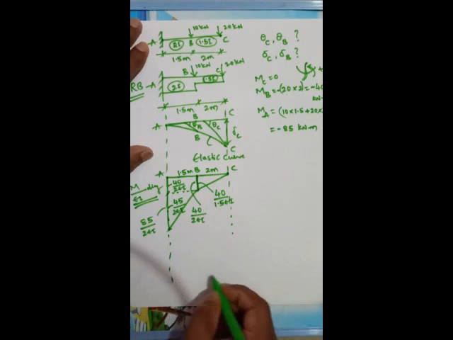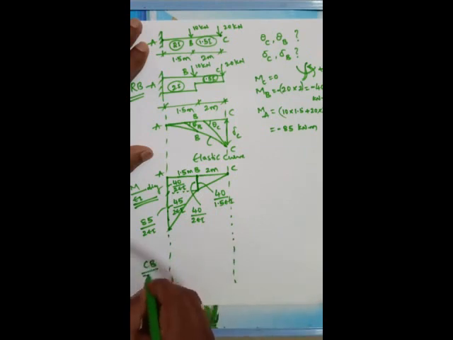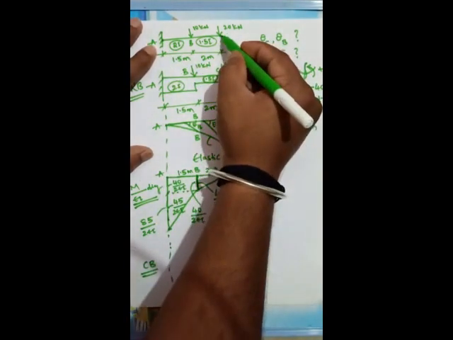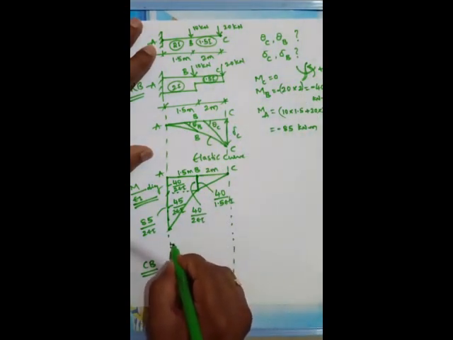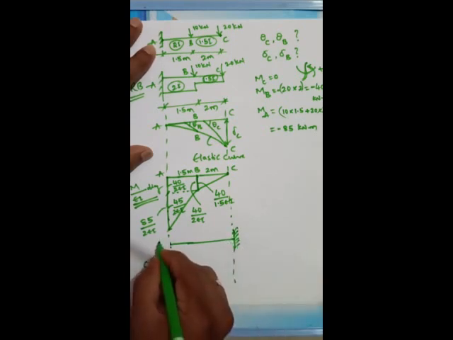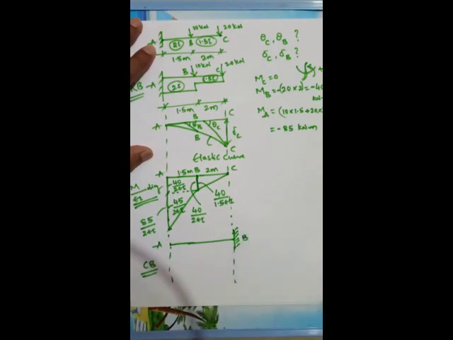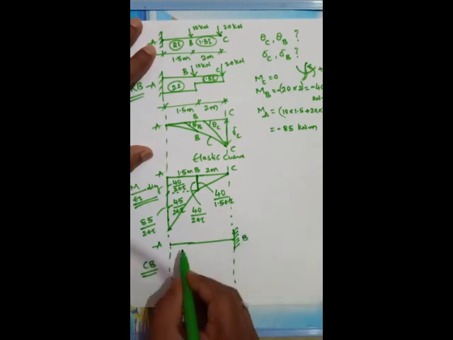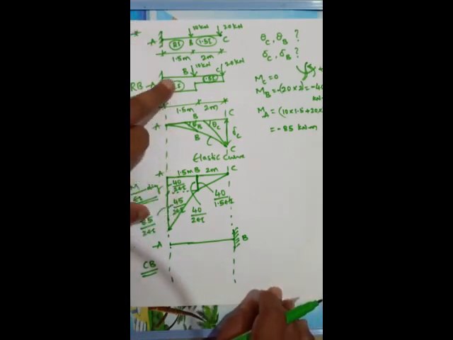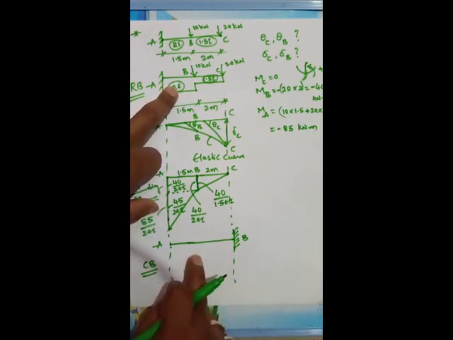Next diagram is the conjugate beam. So what is a conjugate beam? Where the fixed end is there, there is a free end, and where the free end is there, there is a fixed end, correct? So here it will be free, here it will be fixed. This is point A, this is point B. Now what will be the loading on this conjugate beam? The M by EI diagram of the original or real beam is the loading on the conjugate beam.